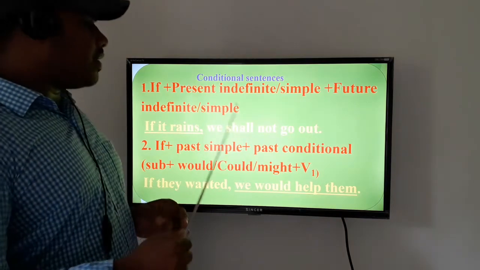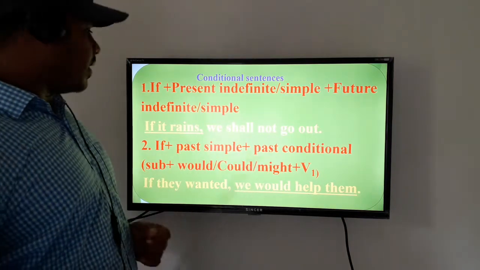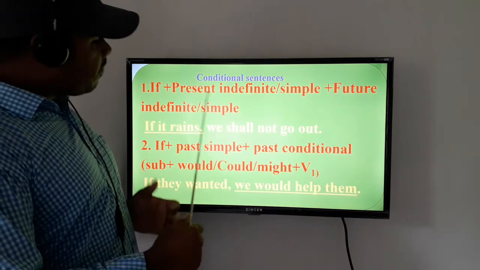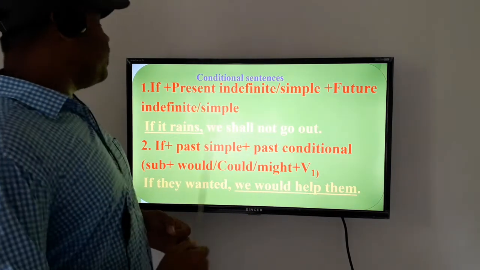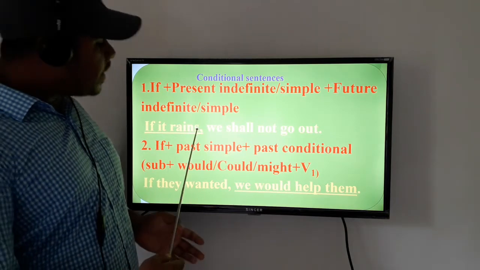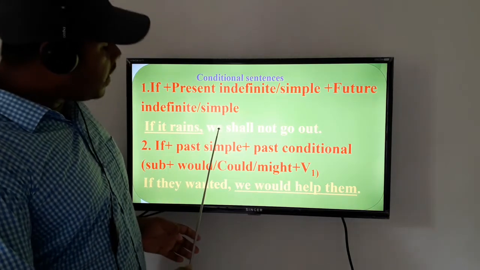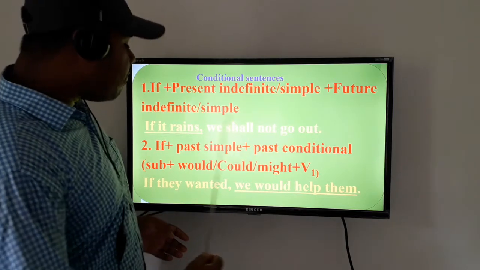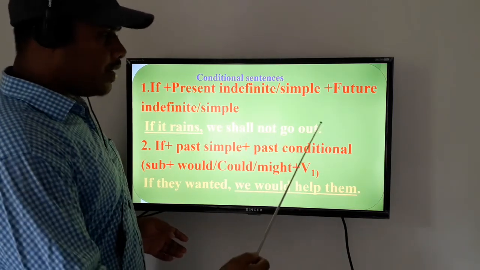Using conditional sentences, you have to complete the incomplete sentences. So what is the first one? If plus present indefinite and then future indefinite. So if it rains, that is present indefinite. If it rains, then we shall not go out, that is future indefinite. I think you understand.